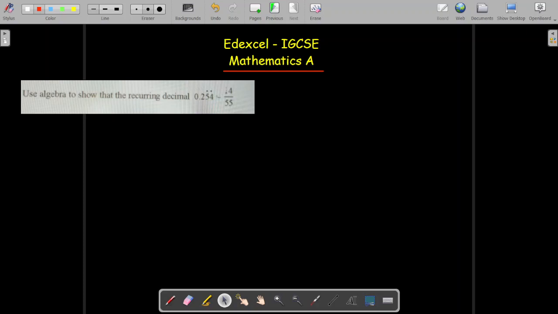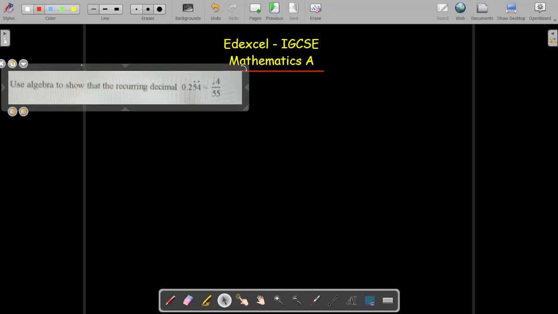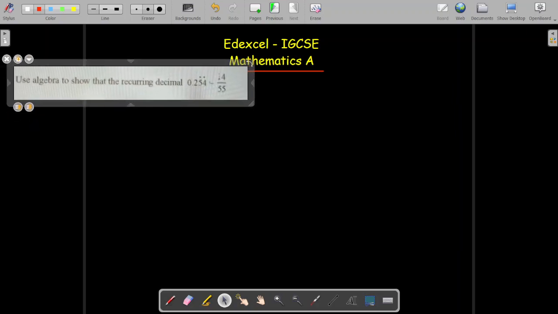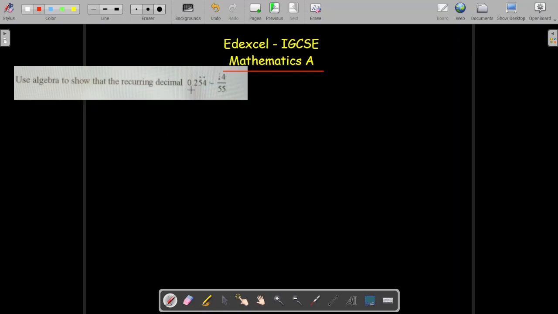This question was sent by Ali. The question suggests using algebra to show that the recurring decimal that you see in front of you, 0.254 recurring, could be translated into 14 over 55. So the question is asking you to prove that this is equal to this.